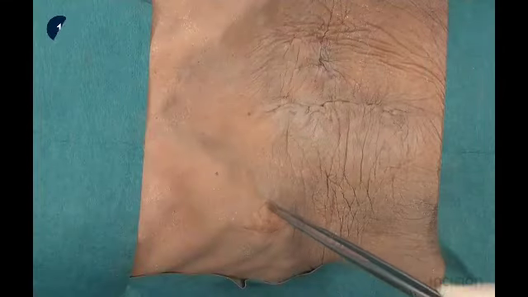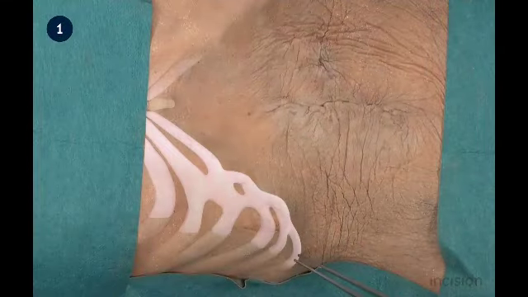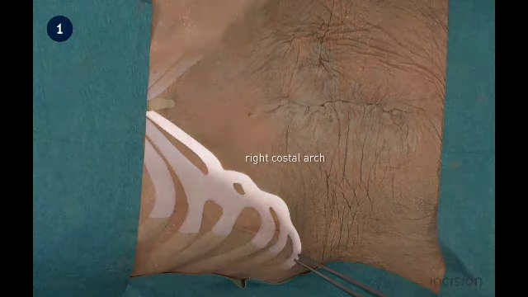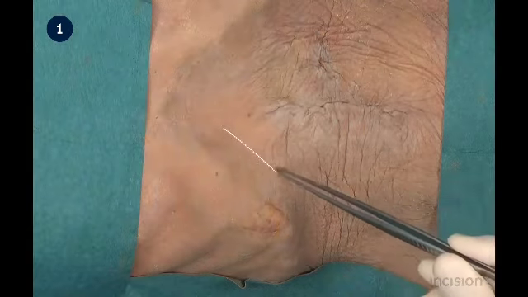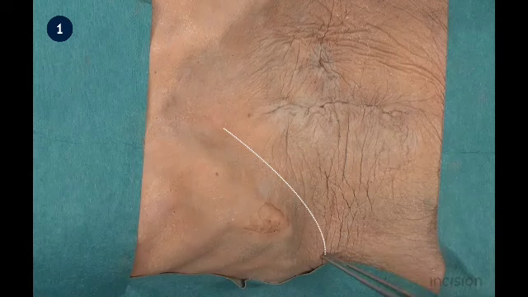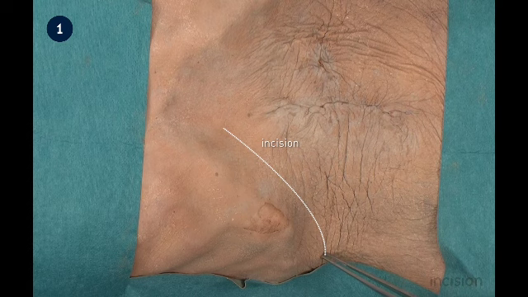The following landmarks are identified: the right costal arch and the xiphoid process. The incision is now pointed out and marked, starting 2.5 centimeters below the xiphoid process, following the border of the costal arch approximately 2 centimeters caudal to it, ending in the mid-axillary line.